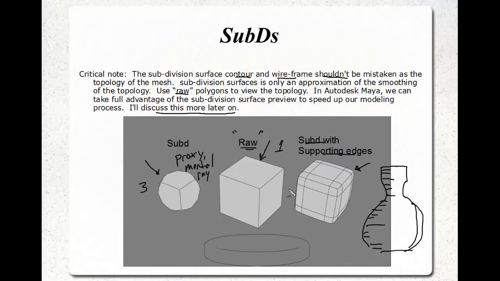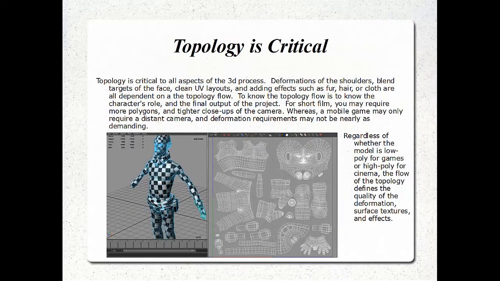And there's many reasons for this. I discussed these in the introduction to modeling course, but it becomes even more important now that we're getting into characters that are actually going to deform. Much more on this as we model. So I really just want to drive this home one more time. This is very important. Topology is critical to all aspects of the 3D process.